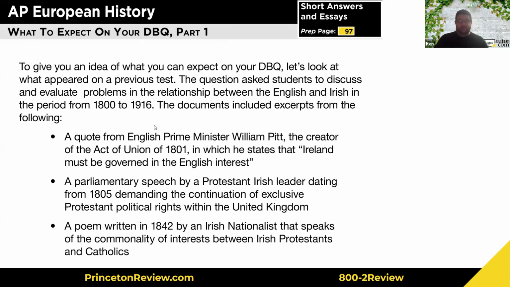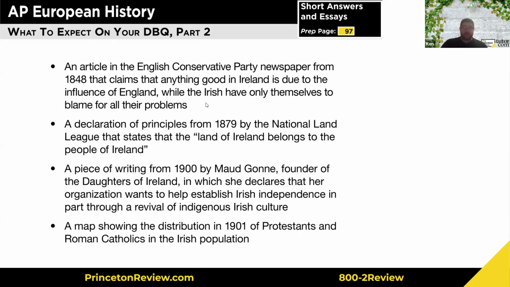Now, we're going to give you an example of what was seen on a previous Euro test. You were asked to discuss and evaluate problems between the English and the Irish in 1800 to 1916. And so what you had was a quote from an English prime minister, a parliamentary speech by a Protestant Irish leader, a poem written in 1842 by an Irish nationalist, an article in the English Conservative Party newspaper, a declaration of principles from the National Land League, a piece of writing from 1900 by Maud Gonne, founder of the Daughters of Ireland, and finally a map showing the distribution in 1901 of Protestants and Roman Catholics.